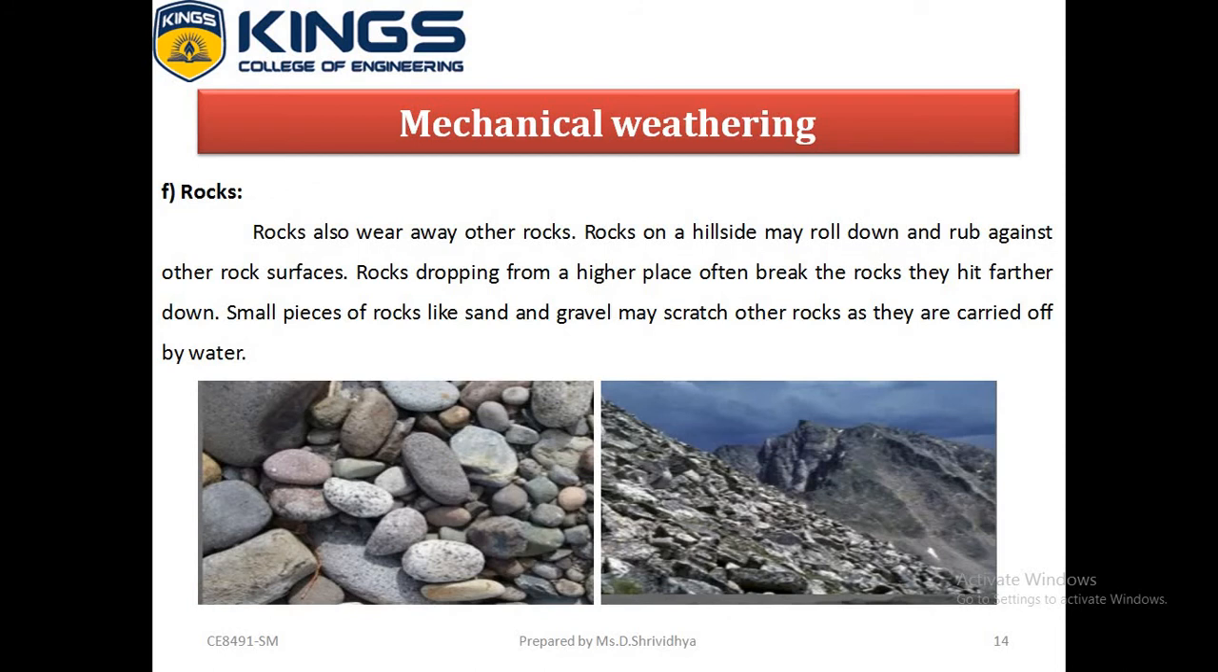Next, the rock. Rocks also wear away other rocks. Rocks on the hillside may roll down and rub against other rock surfaces. Rocks dropping from a higher place often break the rocks they hit further down. Small pieces of rock like sand and gravel may scratch other rocks as they are carried off by water. The picture shows how the rocks are rolling from the hillside to the lower side and forming the soil.